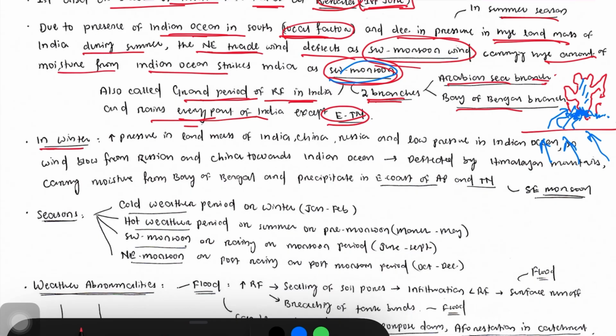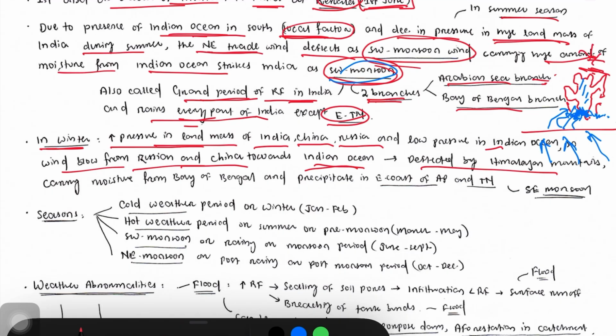Okay. In winter, what happens? There is high pressure in landmass of India, China, Russia, and low pressure in Indian Ocean. So wind blows from Russia, China towards Indian Ocean. And it is deflected by Himalayan region because we have Himalayan range in the north part of India. So the wind that is moving from China and Russia is deflected eastward, and they trap some moisture from Bay of Bengal, and they precipitate that on the eastern coast of Andhra Pradesh and Tamil Nadu. That is called northeast monsoon. Okay, not southeast. That is northeast monsoon.